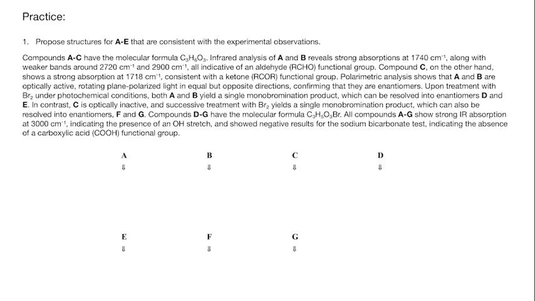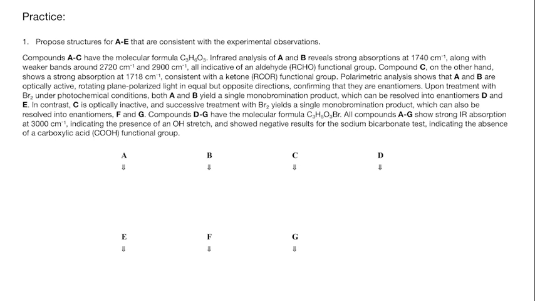As always, let's do some practice. Propose structures for A through G that are consistent with the experimental observations. Compounds A through C have the molecular formula C3H6O3. Infrared analysis of A and B reveals strong absorptions at 1740, along with weaker bands around 2720 and 2900, all indicative of an aldehyde RCHO functional group. Compound C, on the other hand, shows a strong absorption at 1718, consistent with a ketone RCOR functional group.